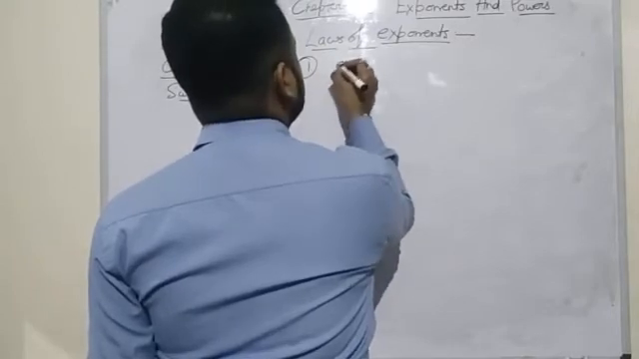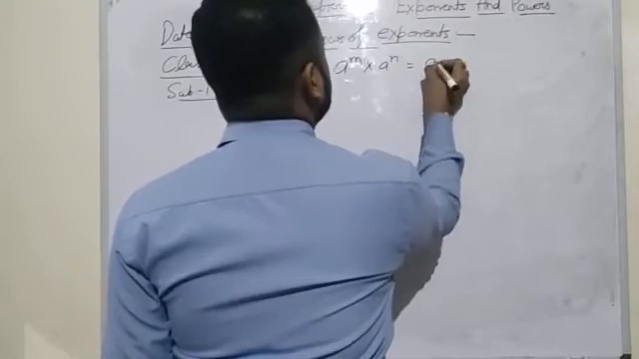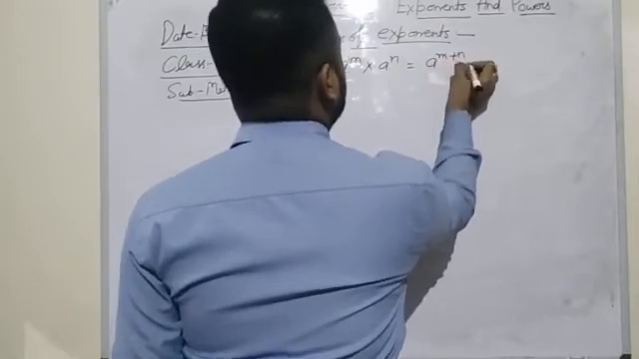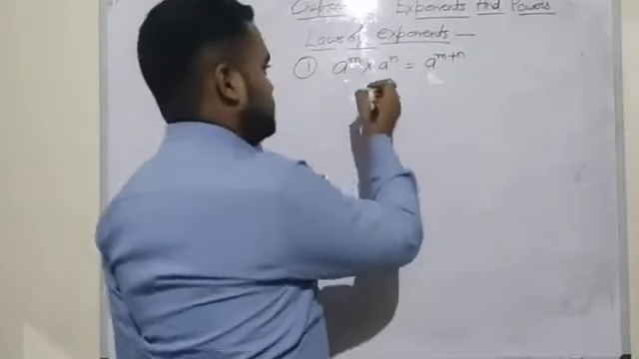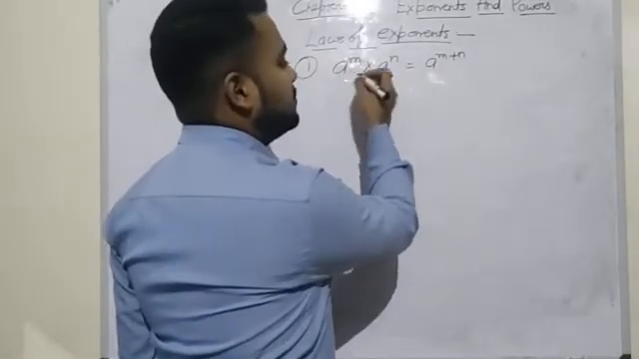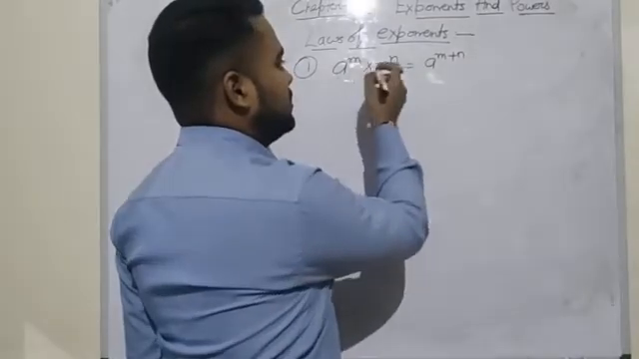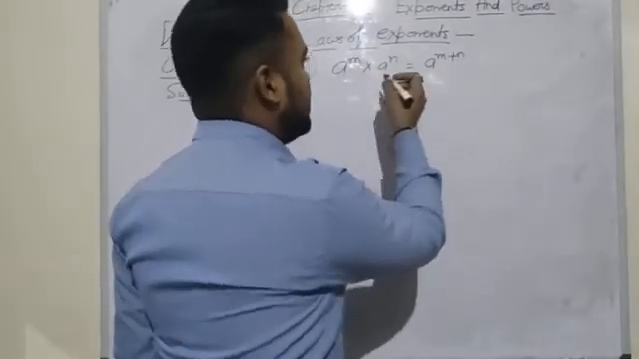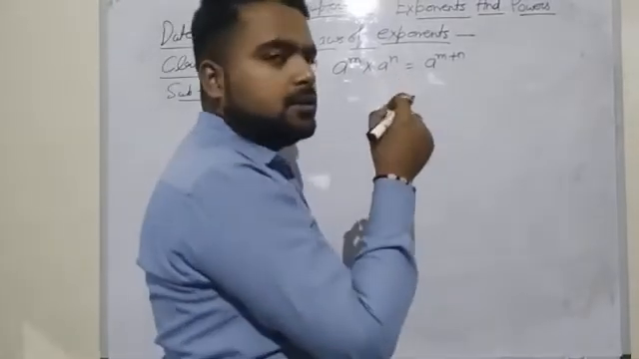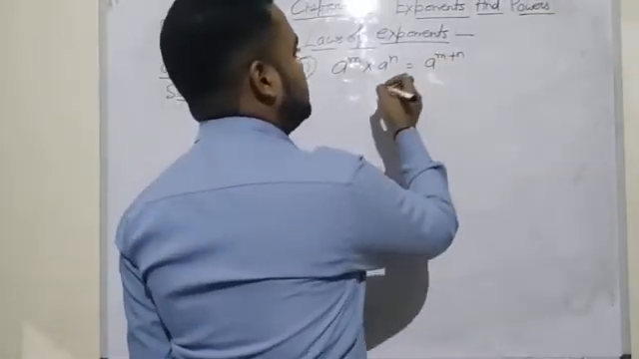First law: a to the power m into a to the power n is equal to a to the power m plus n. If the base of the power is the same, but the powers are different, and there is a multiplication sign between them, then the powers will be added and the base will remain the same.